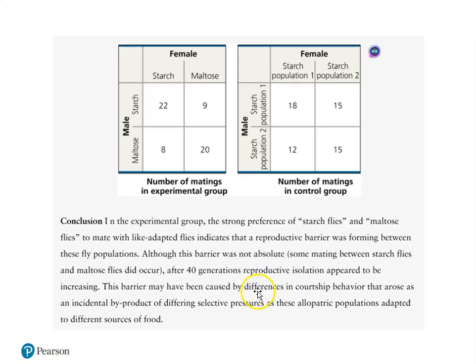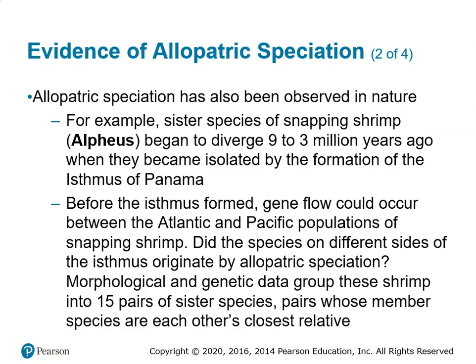Maybe it may have been caused by courtship behavior that arose as an incidental byproduct of differing selective pressures from different sources of food. Who knows? Maybe you smell different when you eat something different. Who knows, right? But this is leading us to believe that allopatric speciation has been observed in nature.